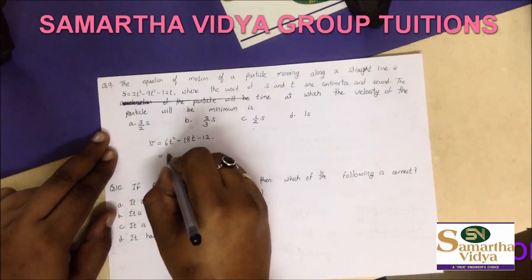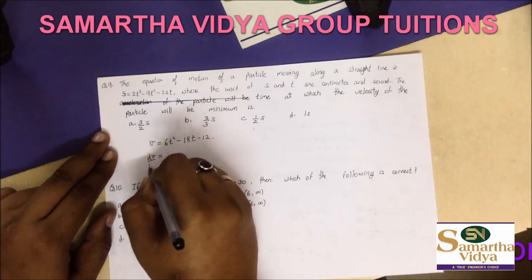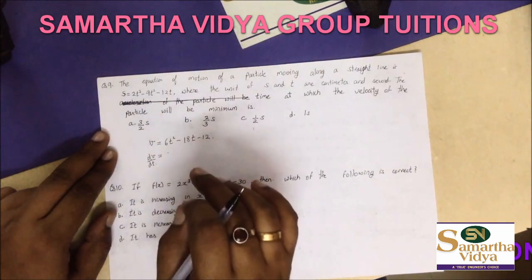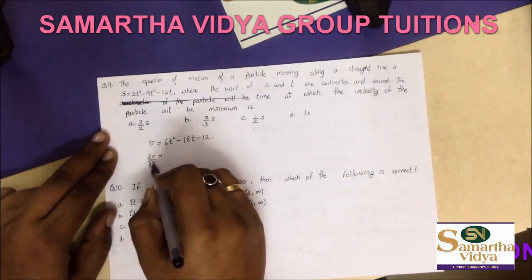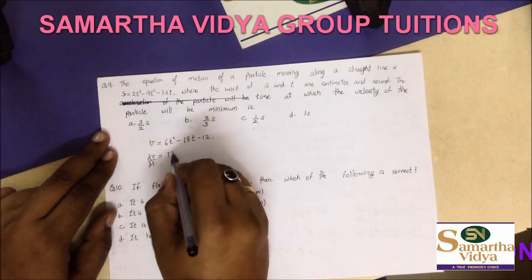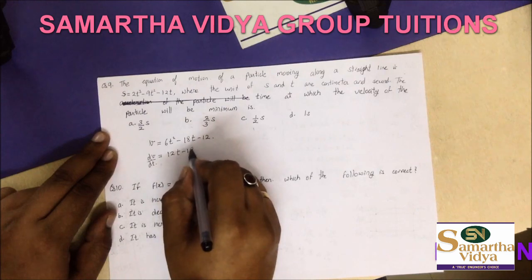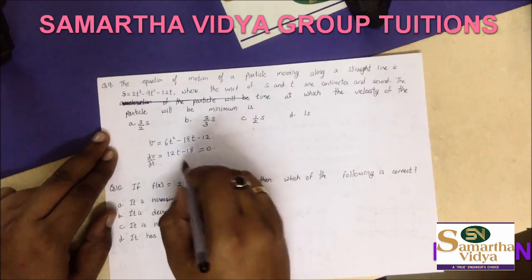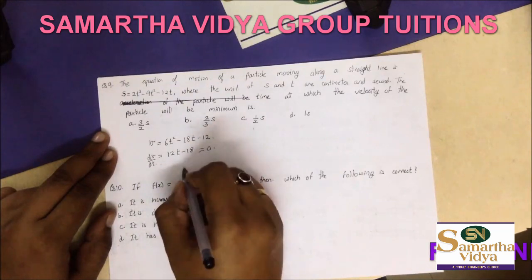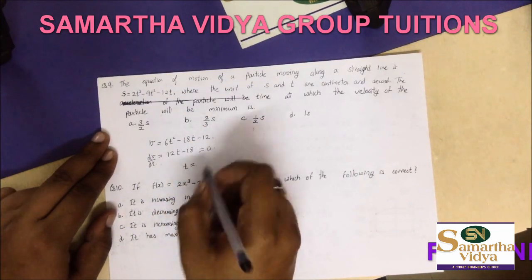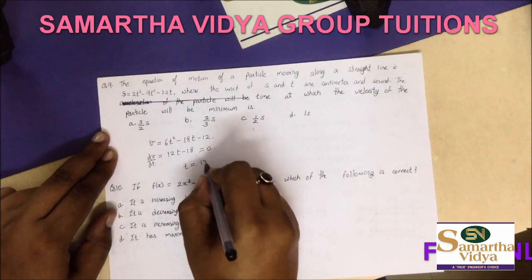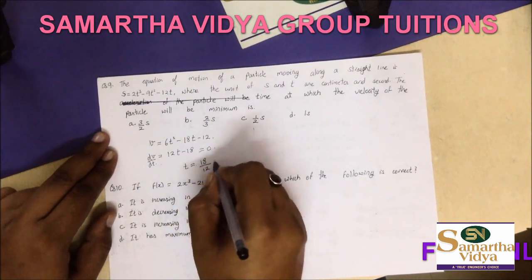So let's write it as dv by dt, which basically is an acceleration, so we don't need to confuse with anything. I'm just finding the derivative of the function which needs to be minimized. So that's 12t minus 18, and this is equal to 0. From this, you're getting only one value, that is the root, which is why you have equated it to 0. So you're getting t as 18 by 12.